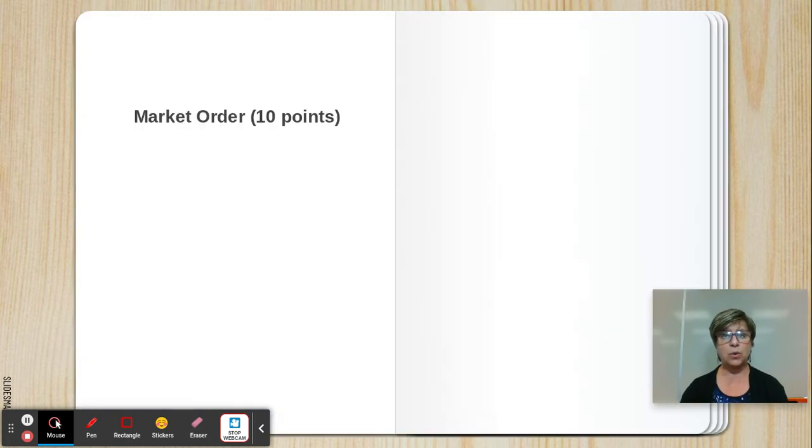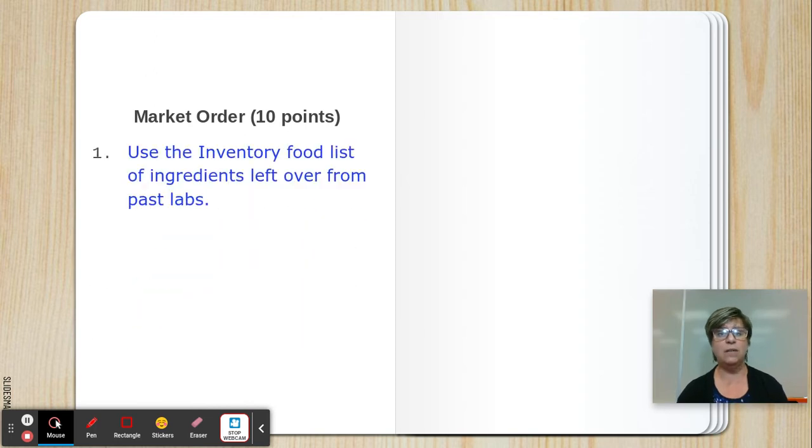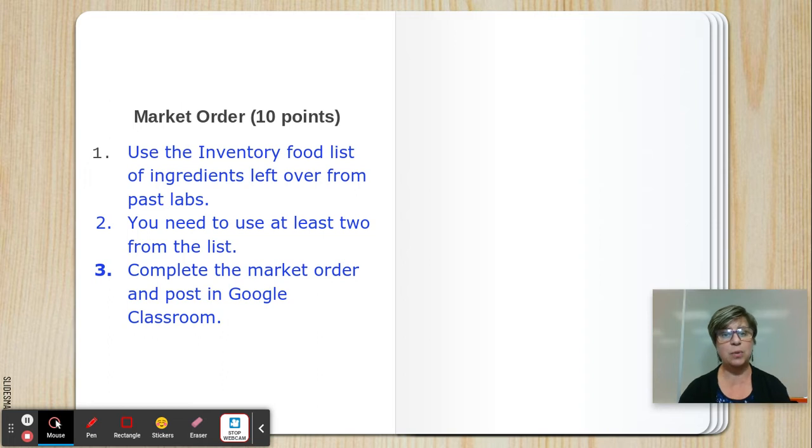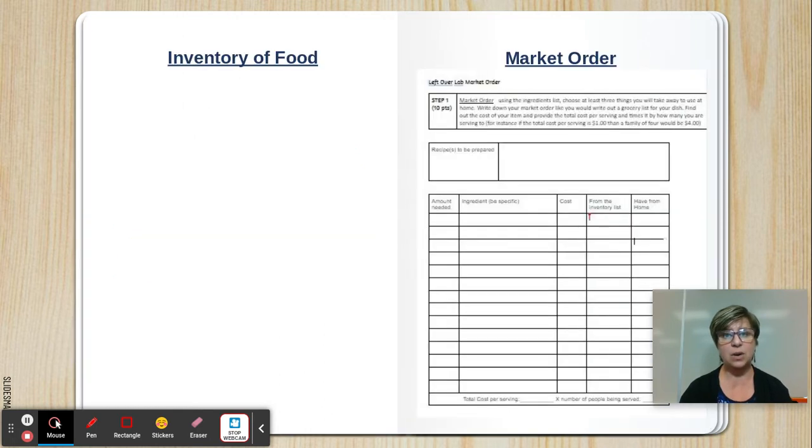So the market order is worth 10 points. And in that market order, you want to use the inventory food list of ingredients left over from past labs, and you'll need to use at least 2 from the list. From that, you're going to complete the market order and post in Google Classroom. And it's due May 30th. So this is really important to get this done. This is what it looks like.